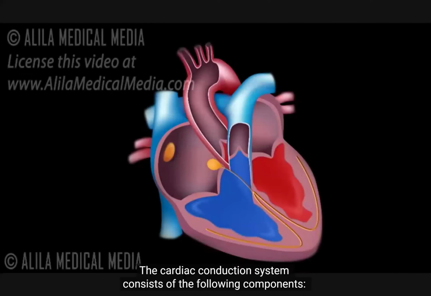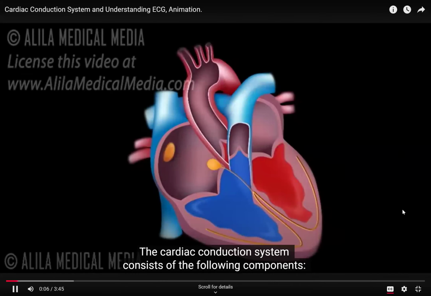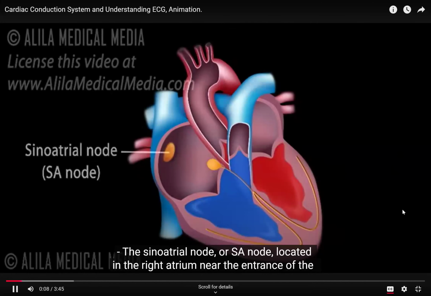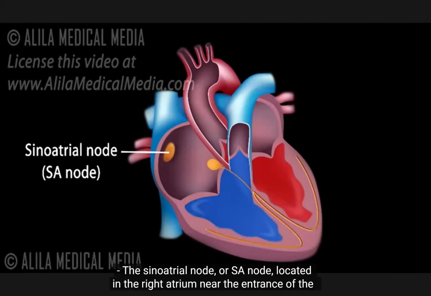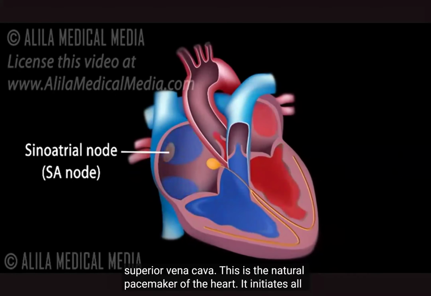The cardiac conduction system consists of the following components: the sinoatrial node, or SA node, located in the right atrium near the entrance of the superior vena cava.